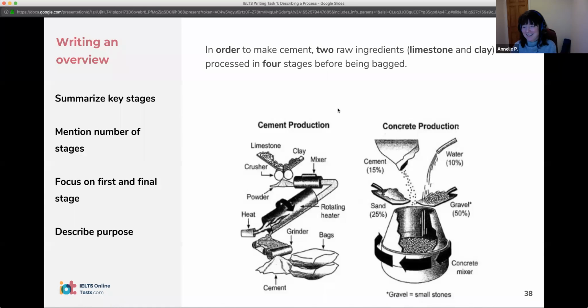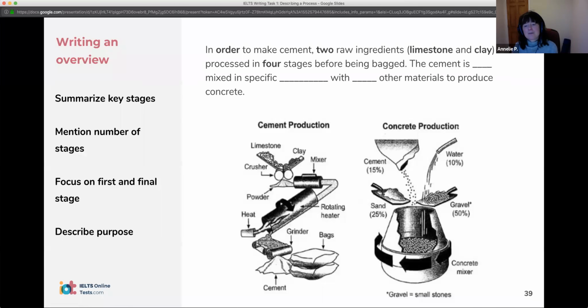It's better if you're more specific. So again, Rushan, 4 stages before being bagged. We can count the number of stages later. I think it depends how specific you want to be. Several's okay, Olga, but I think it would be better if you could be specific about the number. So that's the first part.